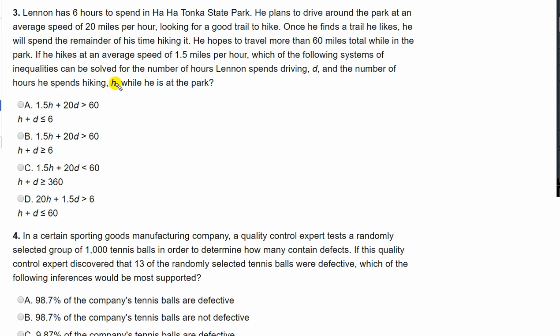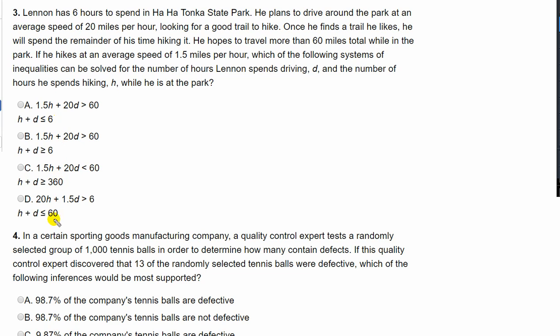I mean, the maximum you can have is 6. If not, it's less than 6. So you look at these 4 possible answers. Remember, D is in terms of hours. H is also in terms of hours. So D plus H must be either equal to 6 or less than 6.